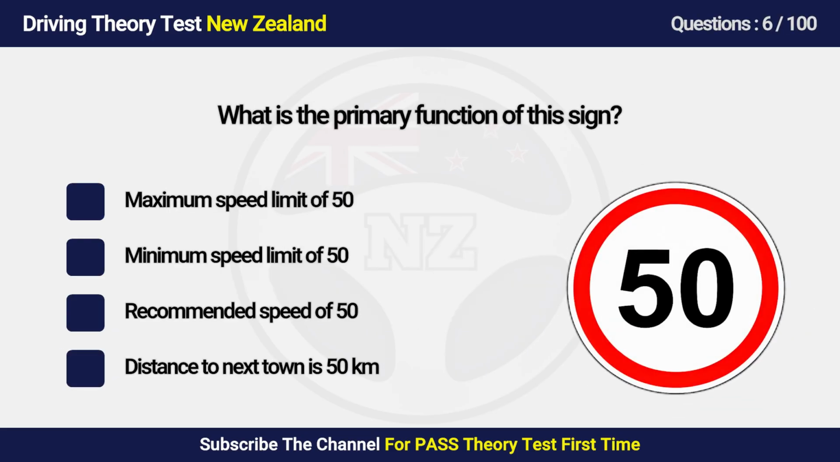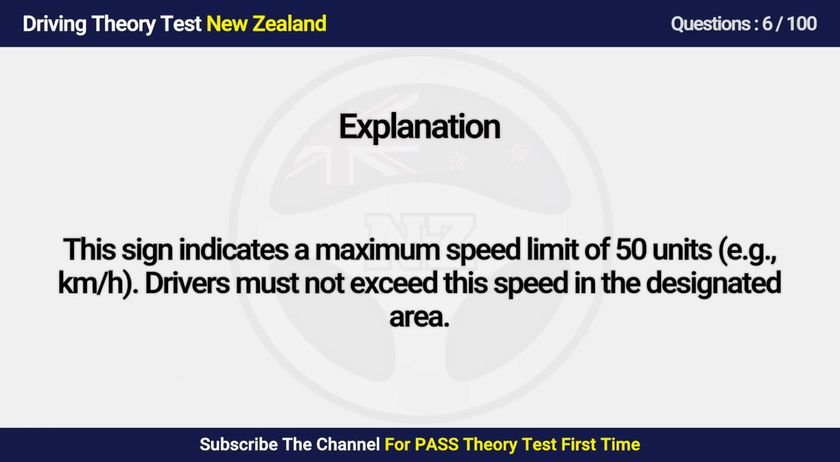A. Maximum speed limit of 50. B. Minimum speed limit of 50. C. Recommended speed of 50. D. Distance to next town is 50. Answer is A. Maximum speed limit of 50. This sign indicates a maximum speed limit of 50 units, e.g. km/h. Drivers must not exceed this speed in the area.